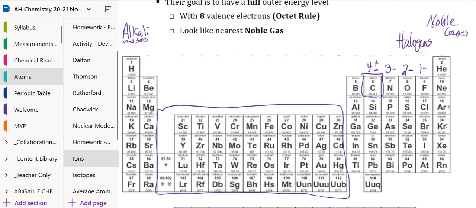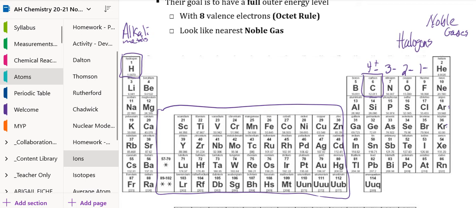With the exception of hydrogen. We leave hydrogen there, but it's not a metal. It's a gas. So lithium, sodium, potassium, rubidium, cesium, and francium are alkali metals.